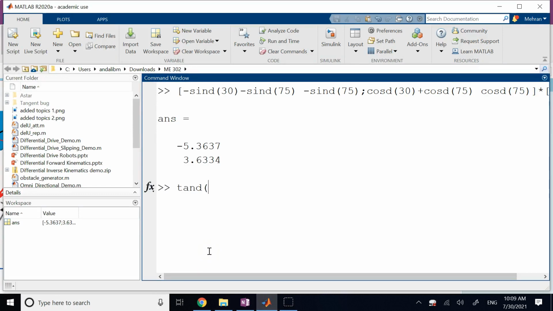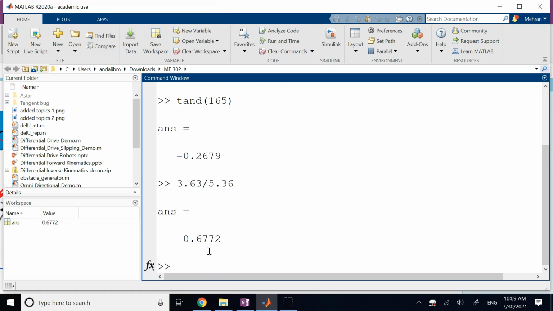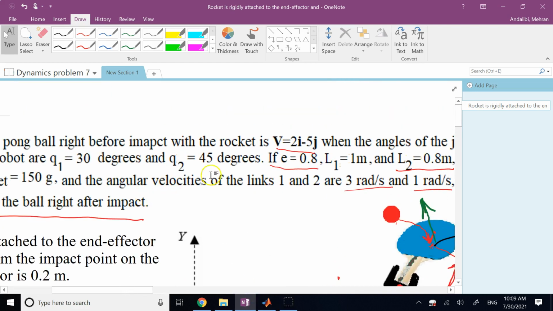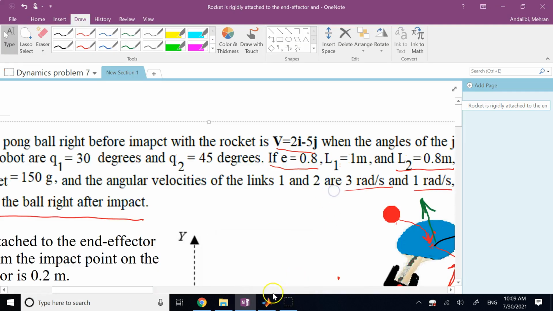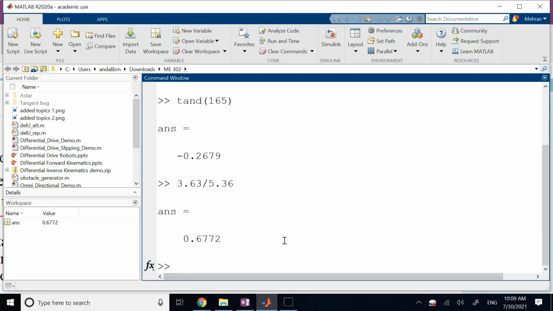So tangent d of 165 is that ratio, right? And that 3.63 divided by 5.36 is definitely not that ratio, correct? So you see that it is definitely not aligned with that, and the ratio of 2 and 5, which we had for the velocity of the ball, is also not aligned. So definitely none of them is aligned, okay? That's what we have. Now let's go ahead and get the unit vector of that direction.